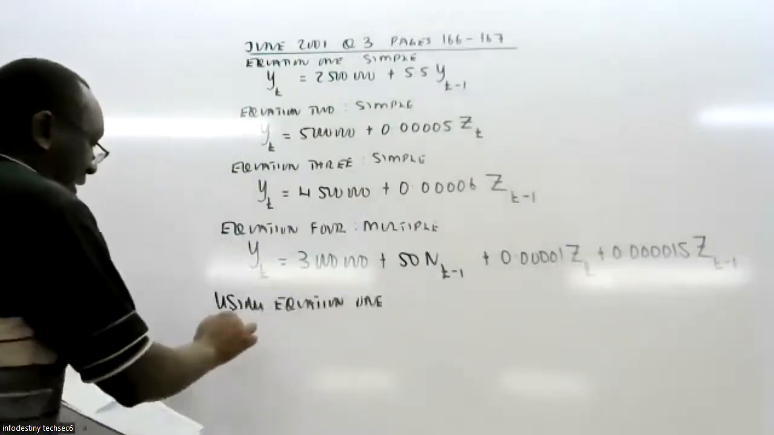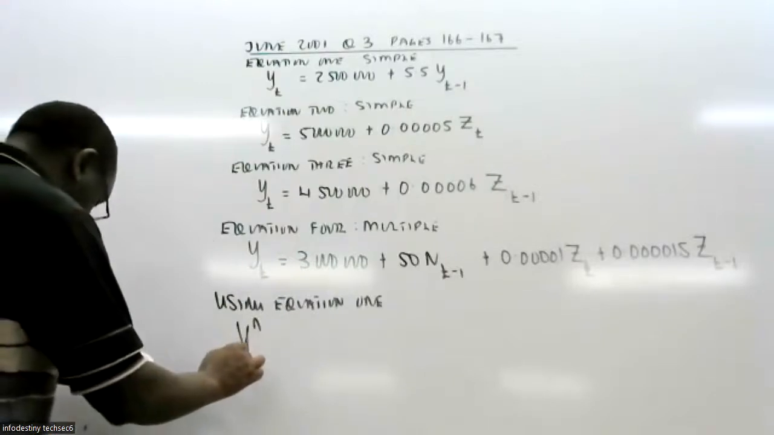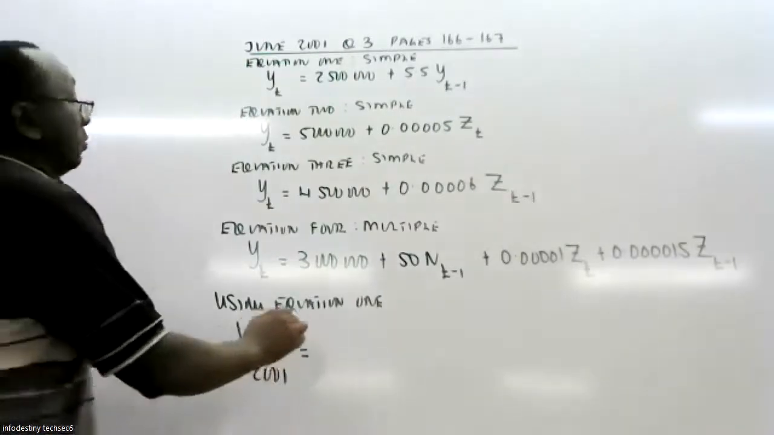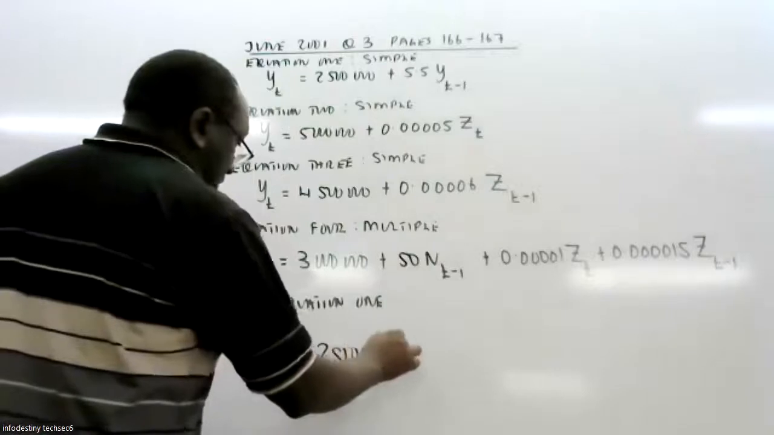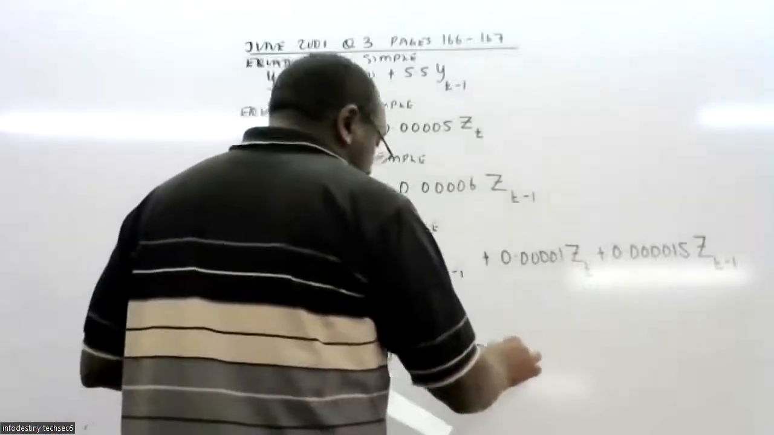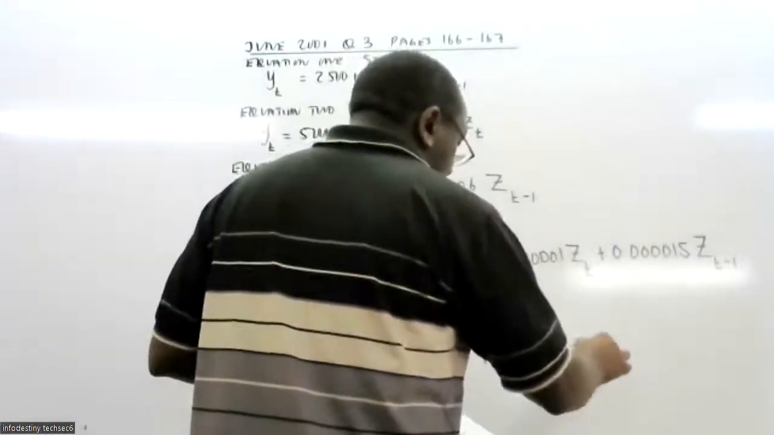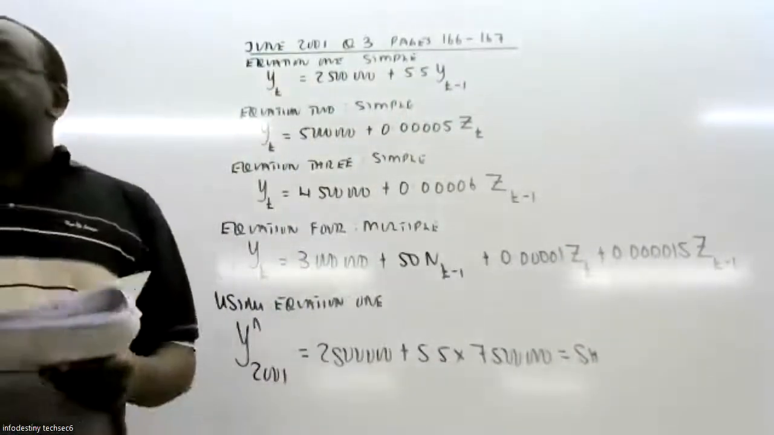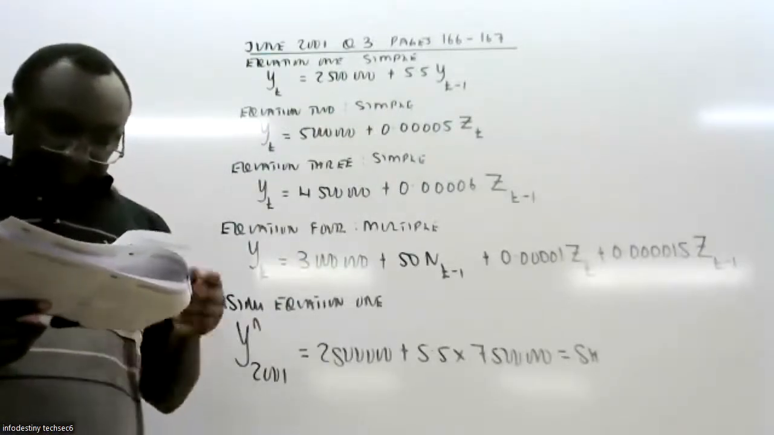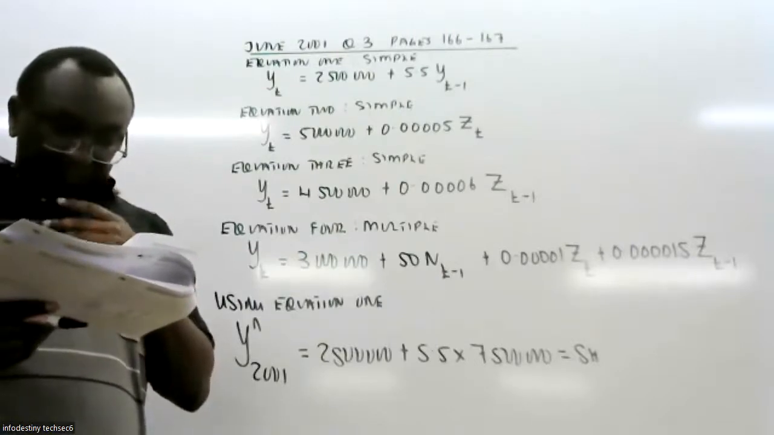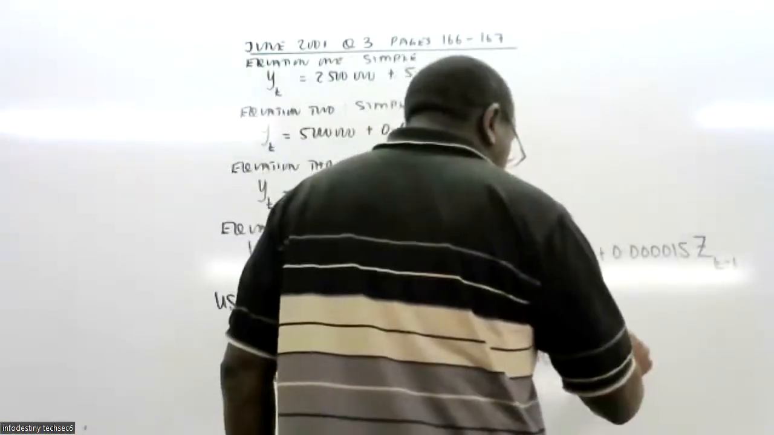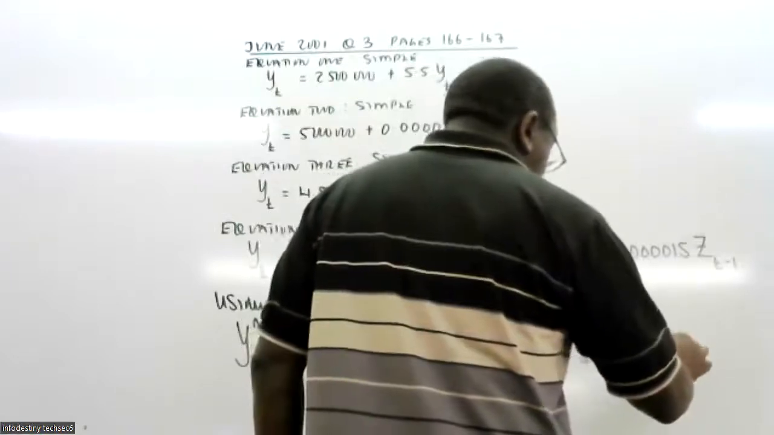Using equation 1, Y predicted for the year 2001, the sales for the year 2001 will be given as 2,500,000 plus 5.5 times 7,500,000. Forecast that. Okay. 43,750,000.